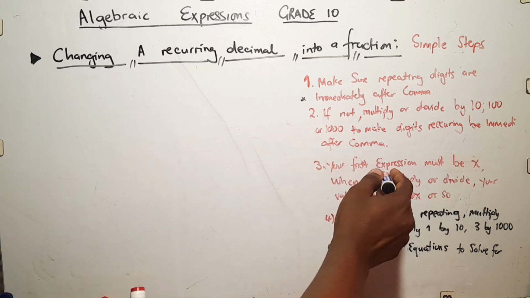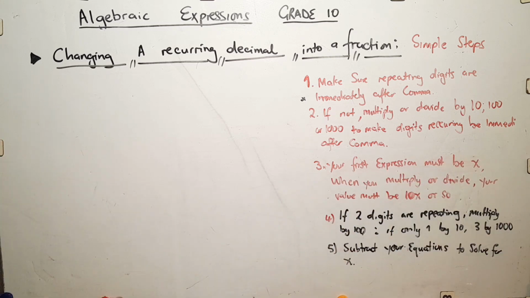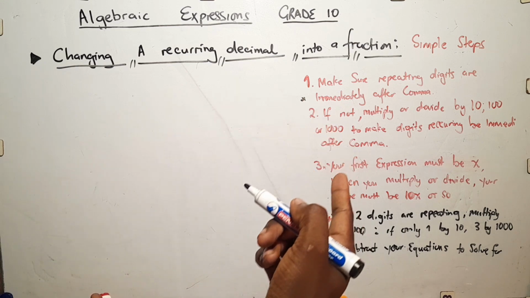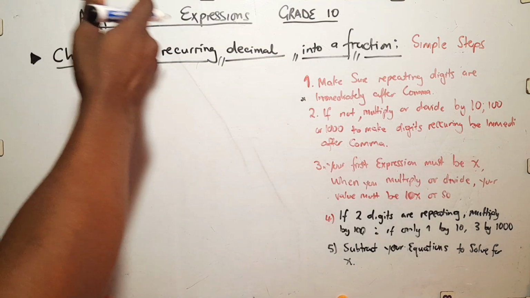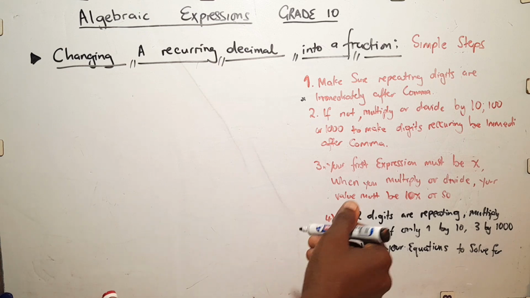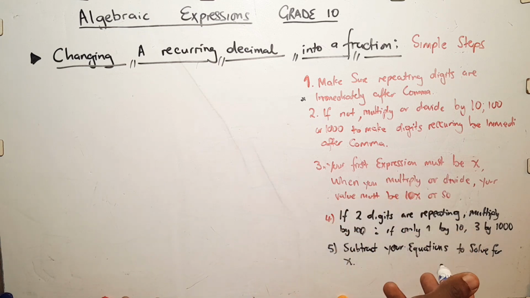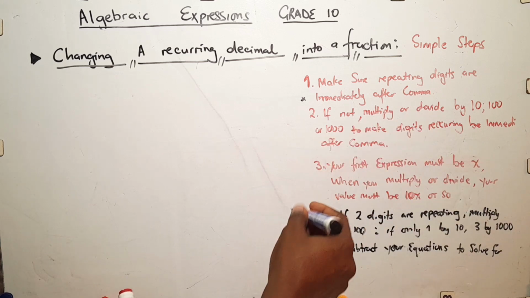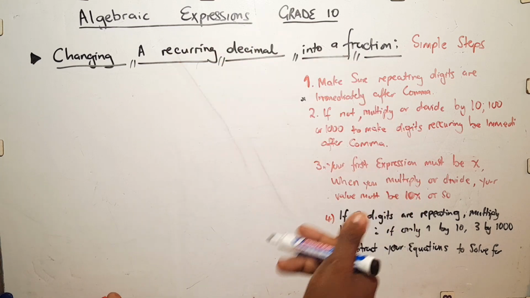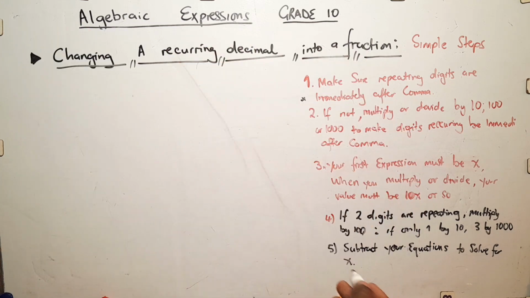Also, your first expression must be x. Whatever you are given, you must call it x. And when you multiply or divide by 10 or so, you must call it 10x now, because you have multiplied by 10, so that your expression is equal on the left-hand side and also on the right-hand side. If 2 digits are repeating, multiply by 100. If only 1, multiply by 10. If 3 are repeating, multiply by 1000. Now, since you have made your first equation and your second equation, we can subtract equation 1 from equation 2 to give you a new equation. And from there we are going to solve for the value of x.